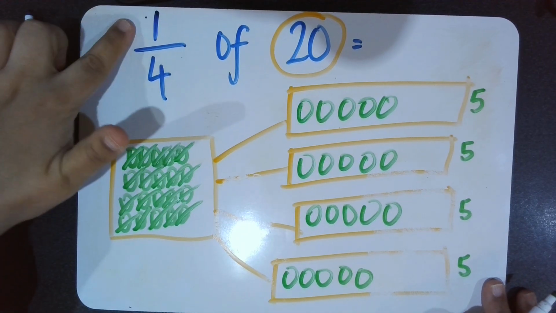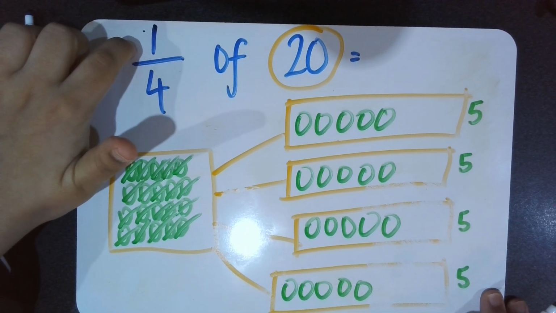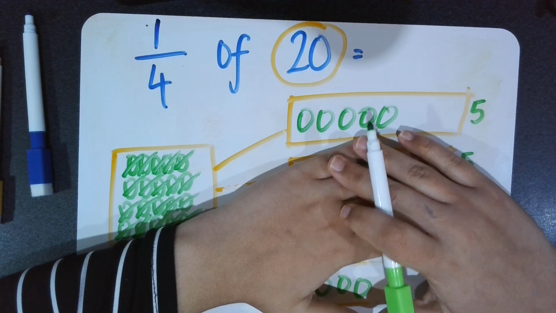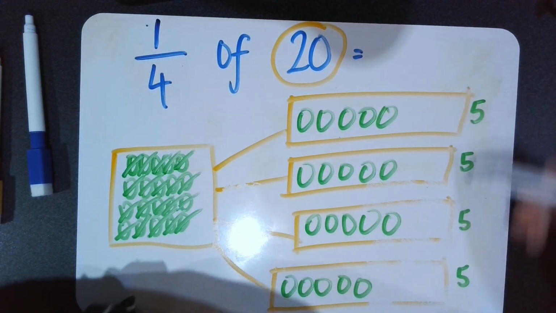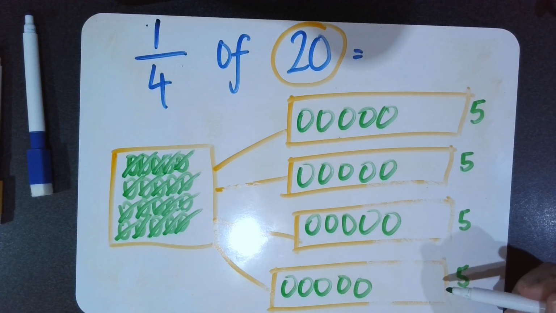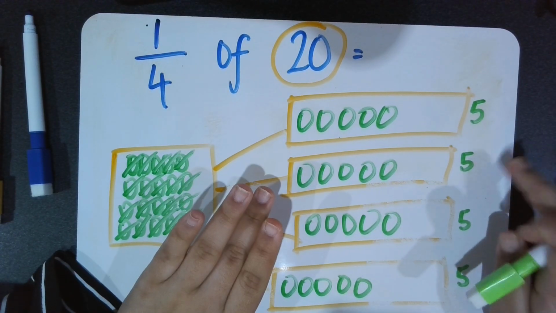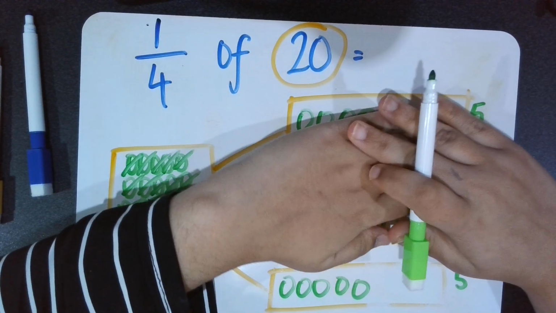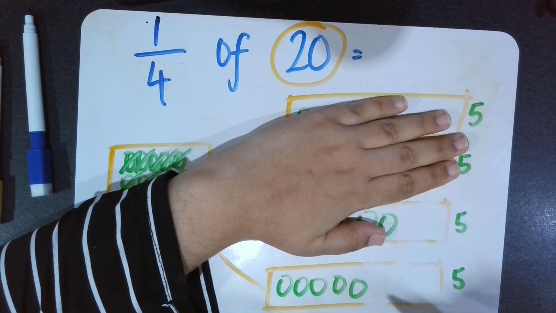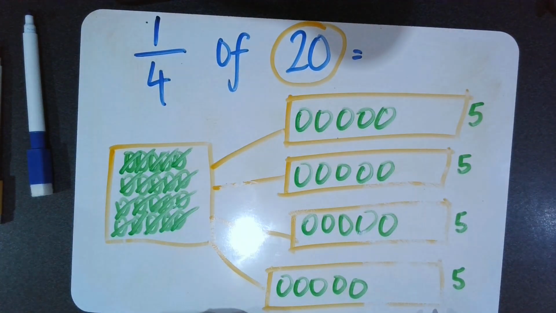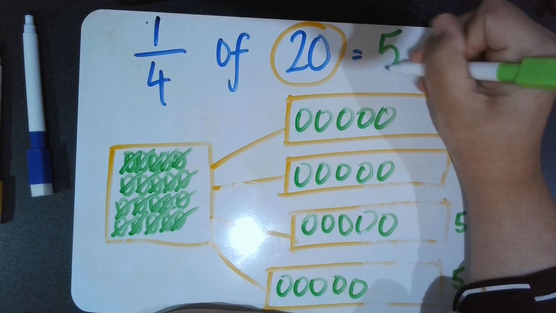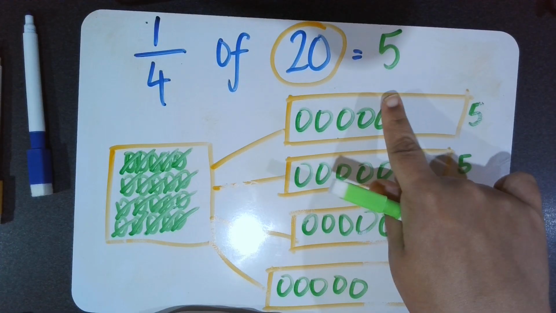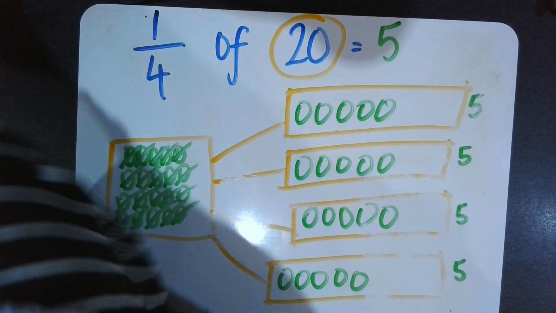Remember, my numerator tells me how many parts I'm looking at. I'm looking at 1 part. So I just need to look at one of my parts, and I can look at any of them because I know that each part has got the same amount. So actually I can look at any of my parts. And let's even look at this last one here. I know that there's 5 in this part. So a quarter of 20 is 5 because in 1 part there is 5. Great.